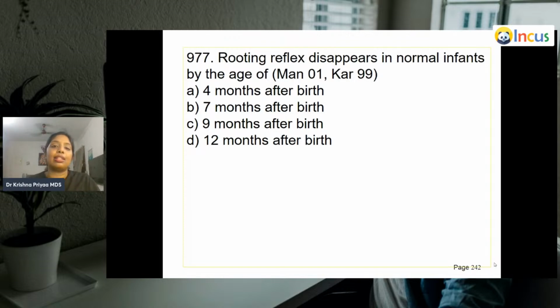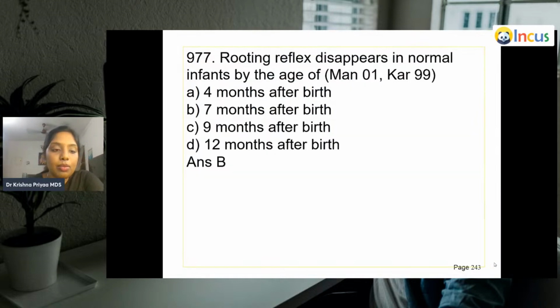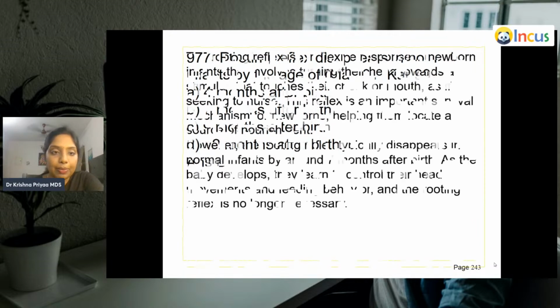So rooting reflex is seen in a newborn child, right? Whenever you touch a finger to its cheek, it will automatically try to move its mouth towards the point of contact. So that is the rooting reflex. When does it disappear in normal infants? By the age of 7 months after birth. Always remember, 7 months after birth.